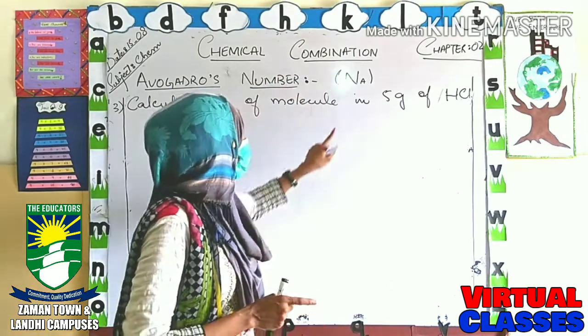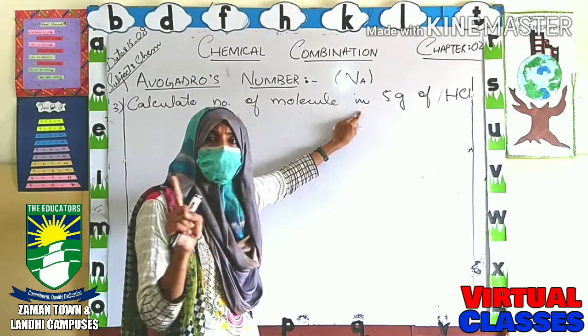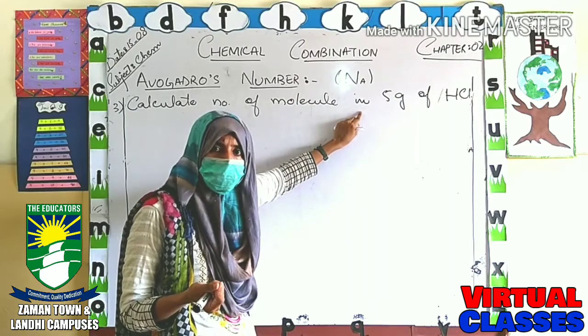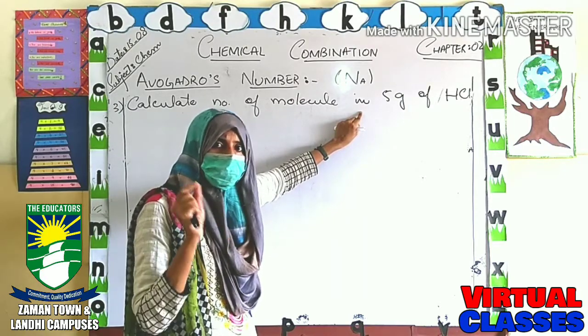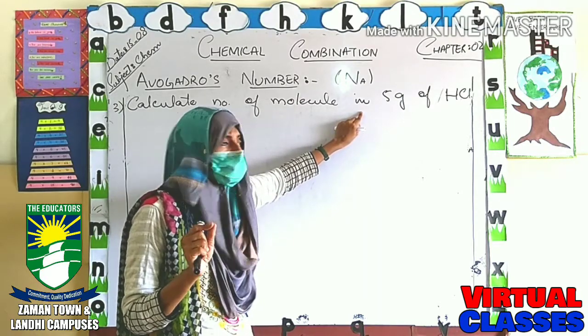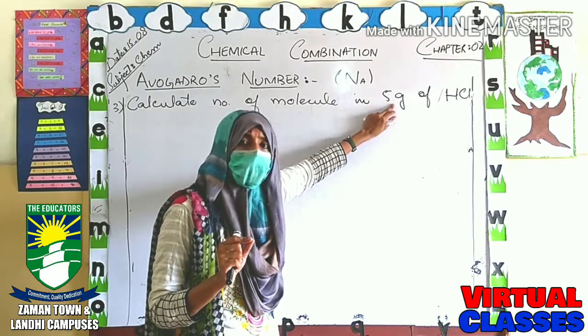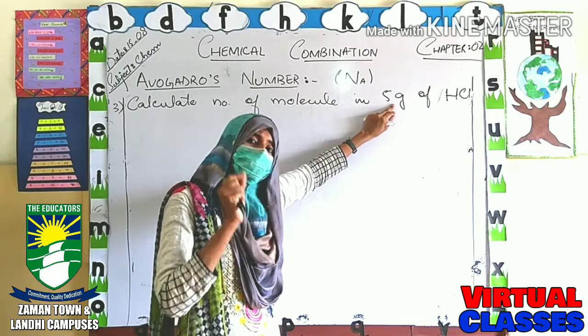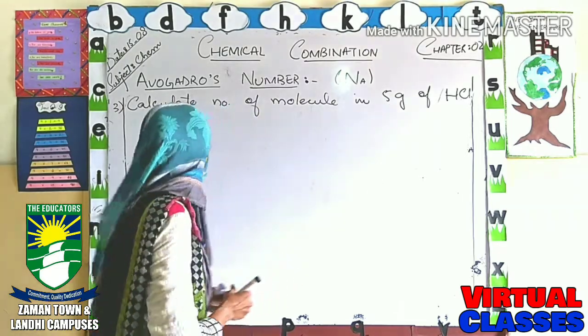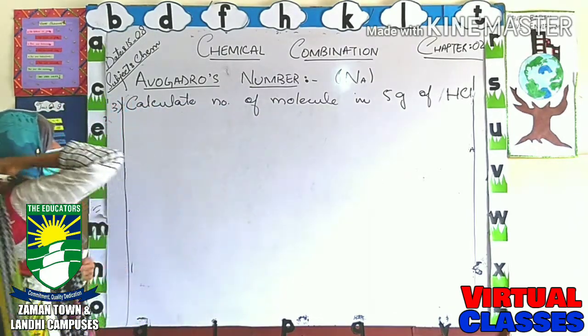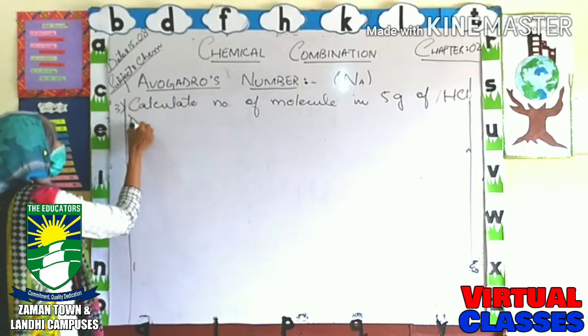Now here in this numerical they are not talking about the number of moles, so we will not apply the first formula. Here they are talking about 5 gram. Gram is the unit of mass. We will apply the second formula here. So let us start to make the data.